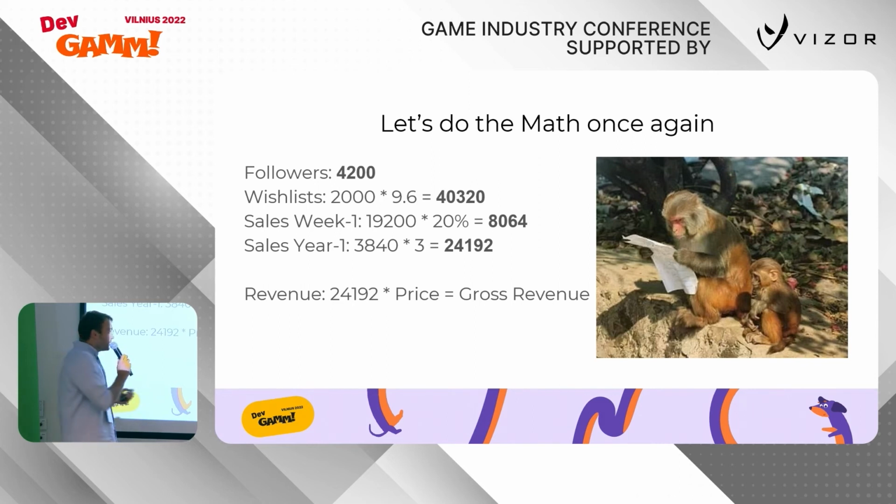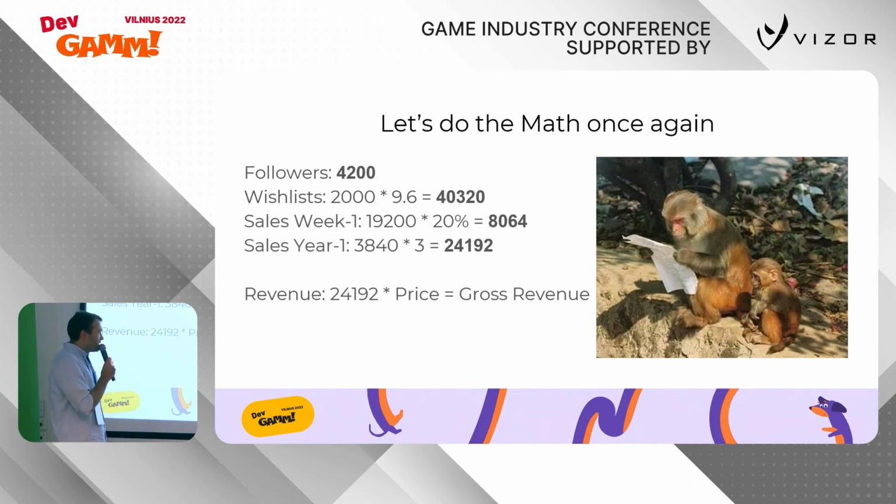Let's do math once again. The upside numbers are the same. So we need to multiply first week sales by 3, and it will give us 24K units for the first year. And if we multiply it by the retail price of our game, we will receive the gross revenue. It's very obvious, and we need to understand what we will receive, but it's not the number that will be sent to our bank account.